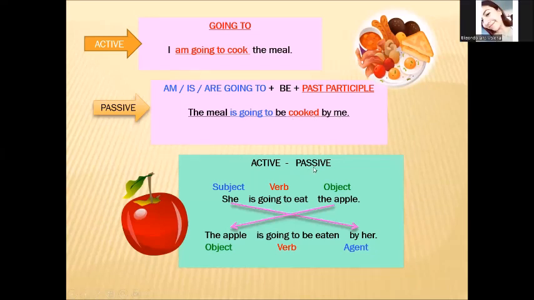Active, passive. Check the elements that we can find in the going to future. She is going to eat the apple. The apple is going to be eaten. Again, eaten is the past participle of the verb eat, by her.